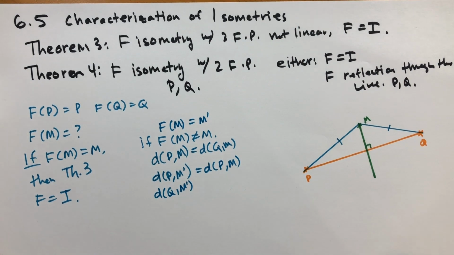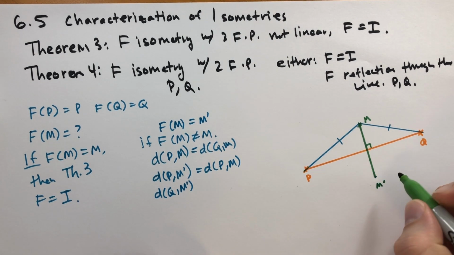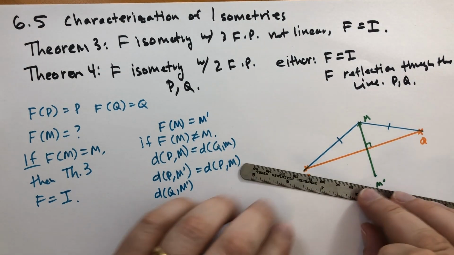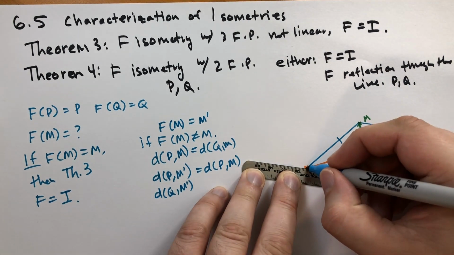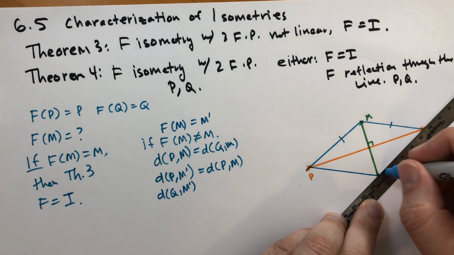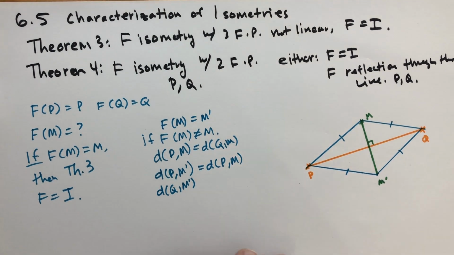Okay, so where could M prime lie? The only answer is M prime has to lie over here. Let's draw that in green. So M prime must be this point down here, on the other end of the perpendicular bisector, so that these 2 lines are the same. PM prime is the same as PM, and QM prime is the same as QM. We have, in fact, drawn a rhombus. So all these distances are the same. Because it's an isometry, distance is preserved. So what possible isometries can be described by this mapping?